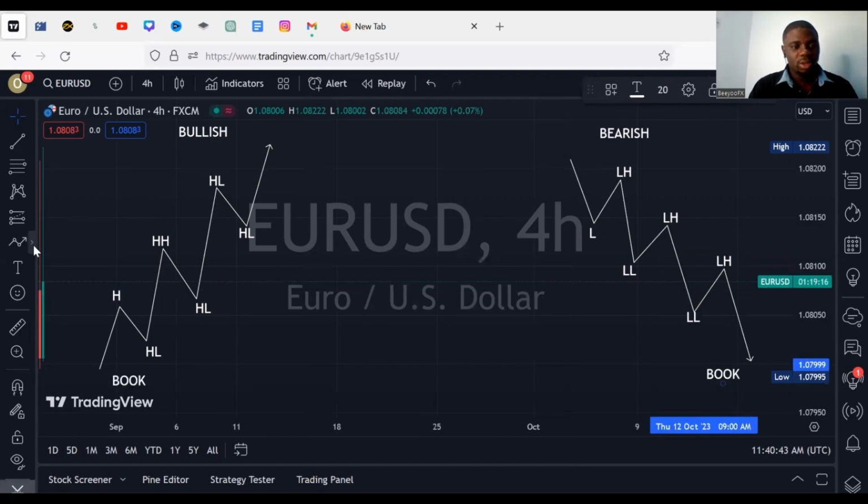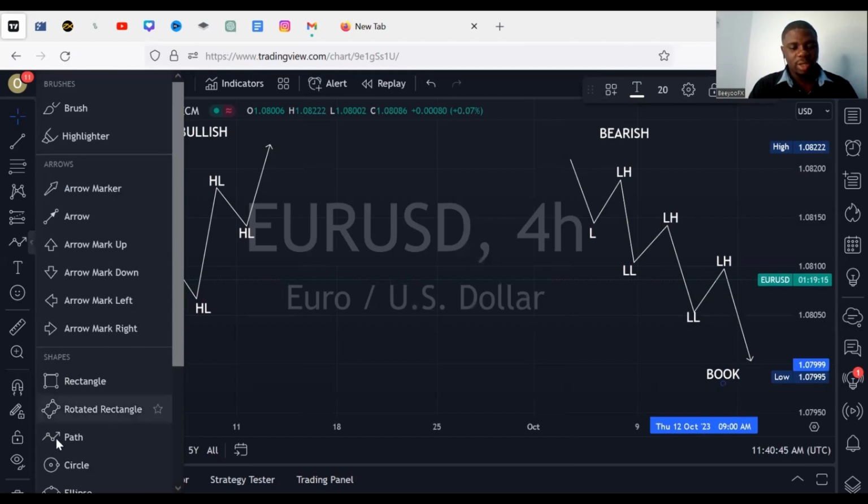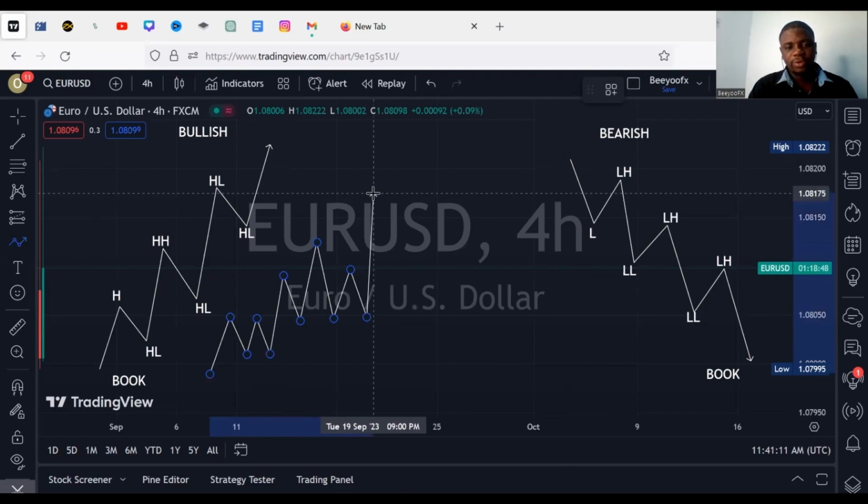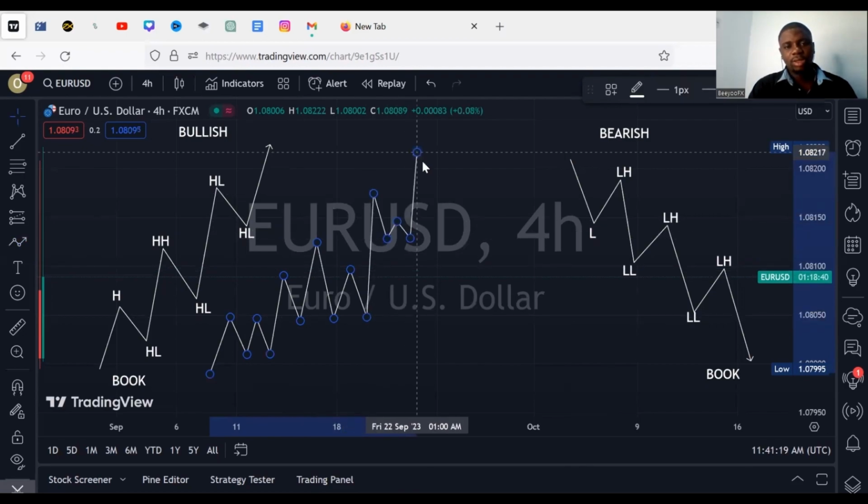Now let's draw the one that actually happened in the live market. This is how it is in the live market. It's not always smooth in the live market. It is always very confusing. This is how it will be in the live market. Let's stop here.